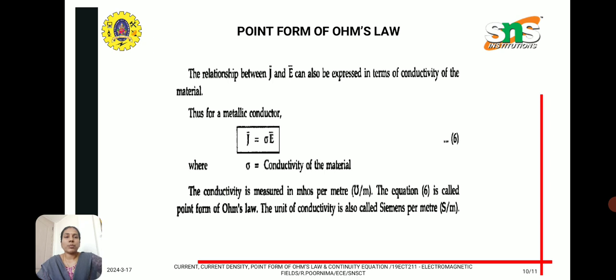The relationship between J vector and E vector gives the point form of Ohm's law, where we use the conductivity of the material. For metallic conductors, J vector can be written as sigma into E, where sigma is the conductivity. It is measured in mhos per meter. This equation is known as the point form of Ohm's law, which we use to study conducting materials.